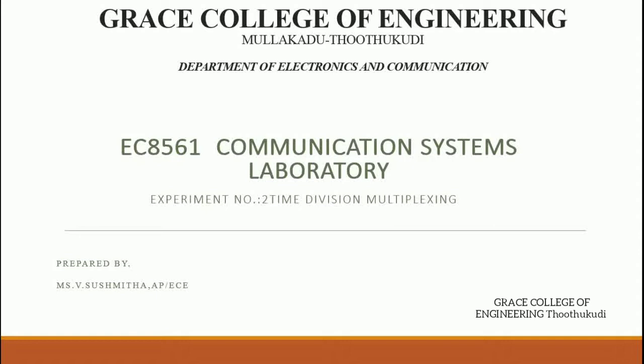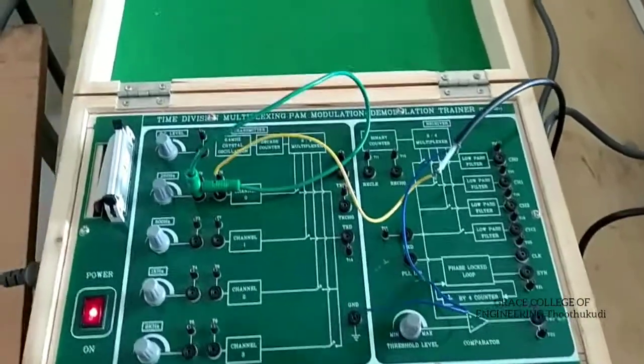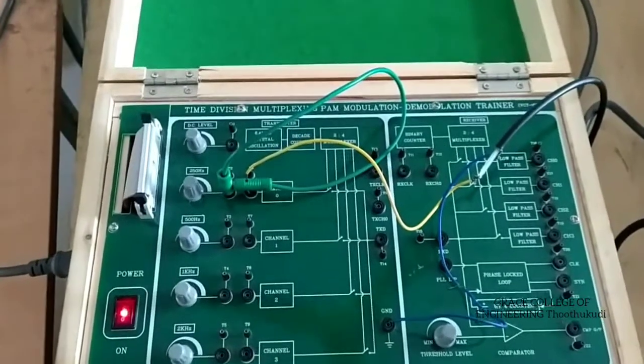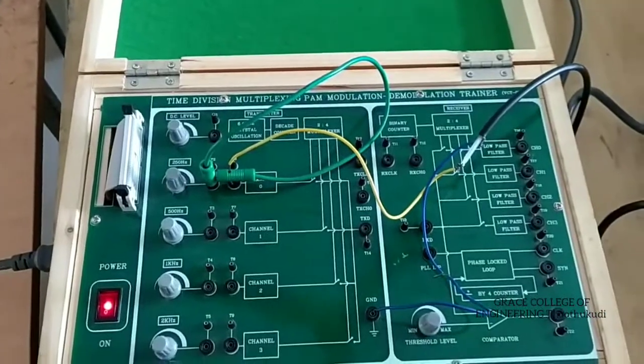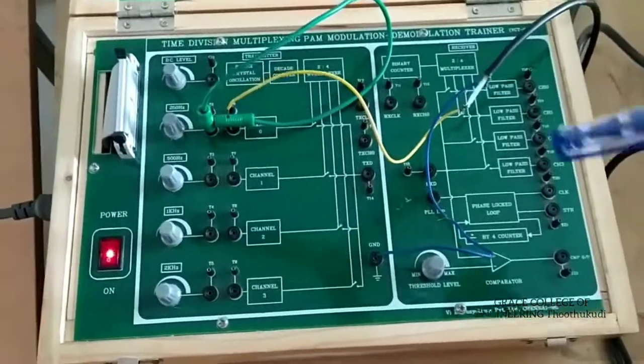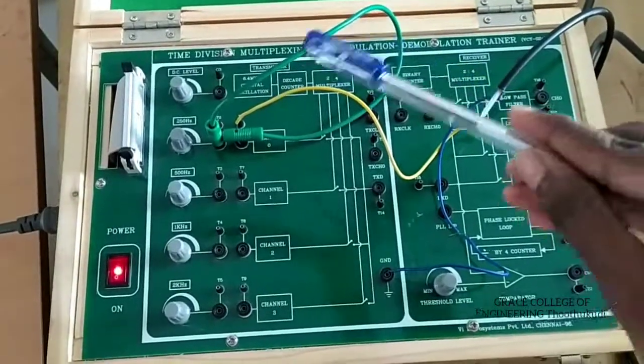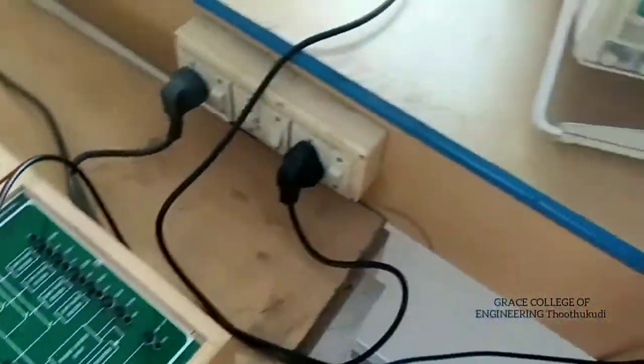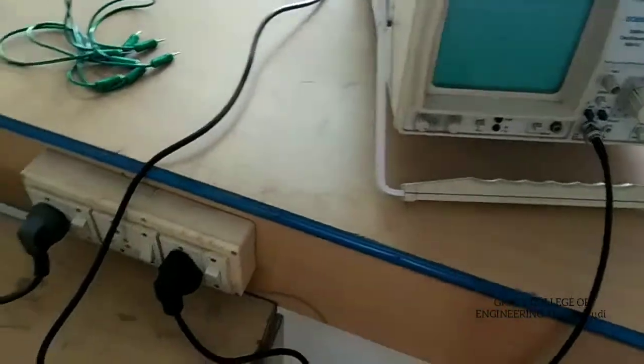The components needed for this experiment are our TDM kit, as usual CRO, patch cards and connecting probes. Next, our second experiment is time division multiplexing. For that we are going to use this TDM kit, and the same patch cards and CRO as in the previous experiment, in order to display and see the waveform.